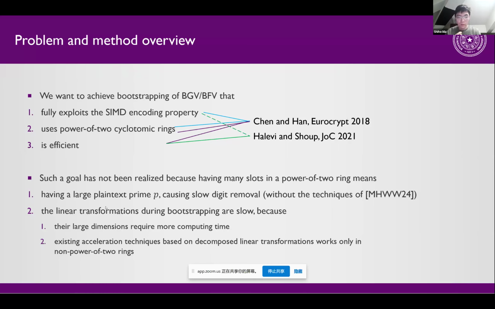And the second problem is that the linear transformations will have a very large dimension, so they demand more computing time. And although there exist acceleration techniques that decompose the linear transformations into smaller and easier to compute ones, these techniques only apply to non-power-of-2 rings.